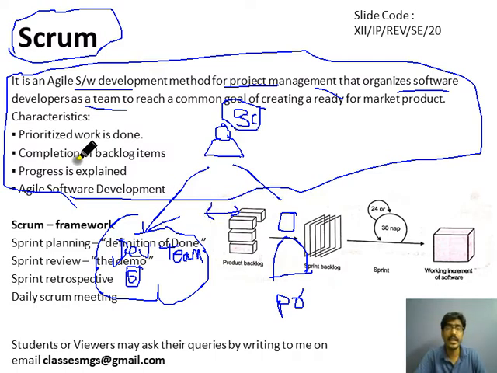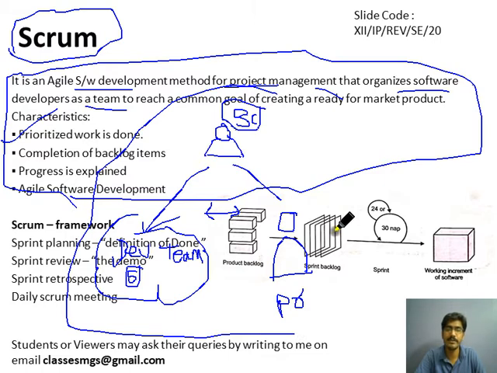Okay, so what are the characteristics of Scrum? In Scrum, first the Scrum meeting will be conducted, and in this meeting we will discuss the priority of the work. If there are 10 tasks to be finished, then in this Scrum meeting the decision will be taken on which task is to be completed first and which task is to be completed later. Okay.